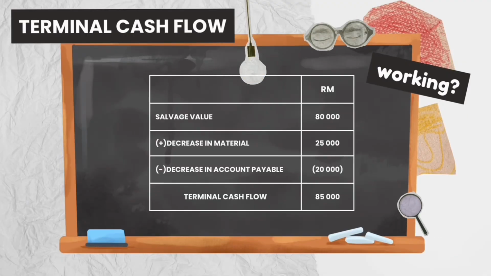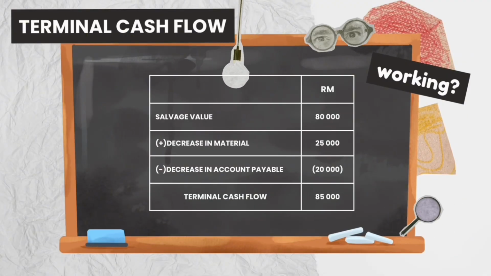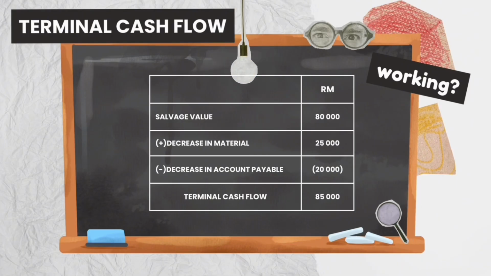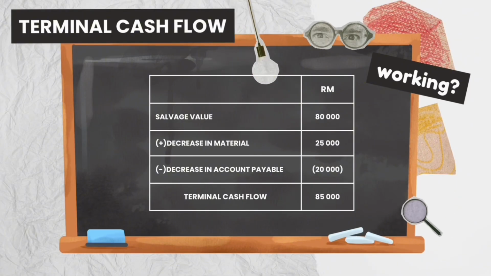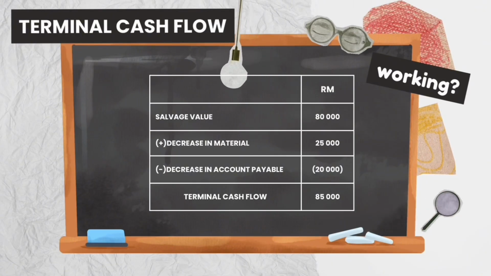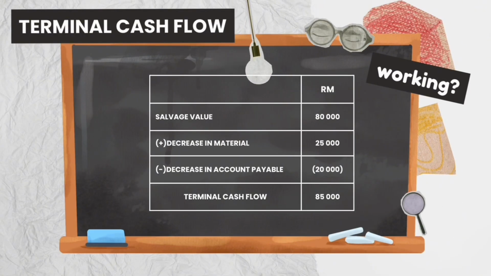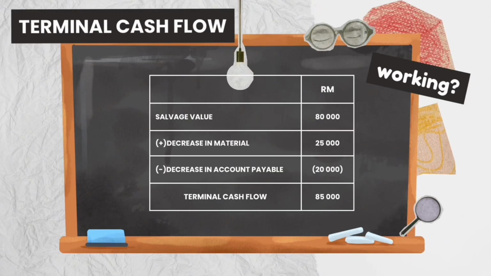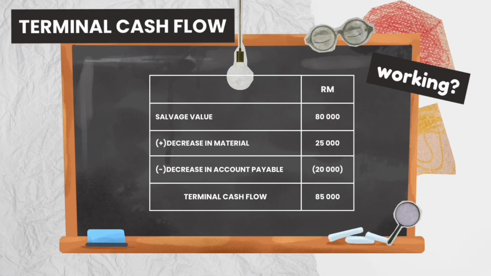For this slide, I will explain the terminal cash flow. Terminal cash flow is the cash the company receives at the end of the project, where all operations stop and assets are sold. It also includes the recovery of working capital. First, we look at the salvage value of the equipment. At the end of this project, it can be sold for 80,000 ringgit. Next, we add the decrease in material, which means the remaining inventory is converted into cash. This gives us 25,000 ringgit more.